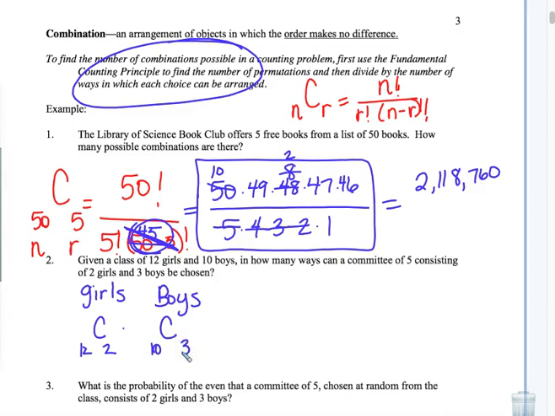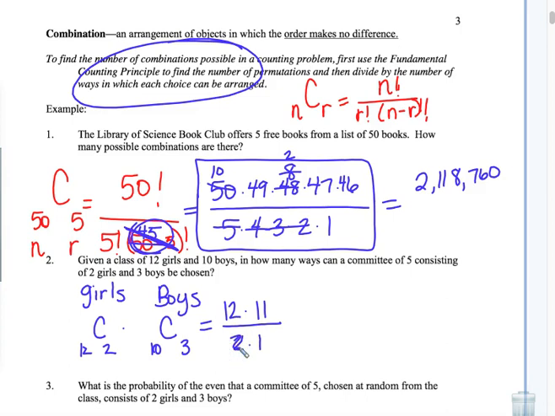And so we can use the formula. Actually, on this one, instead of using the formula, let's do the fundamental counting principle. So for the girls, I'm picking 2. For my first girl I choose, I have 12 options, then I have 11 options. So that's just the fundamental counting principle. But I have to divide that by 2 factorial, or 2 times 1.